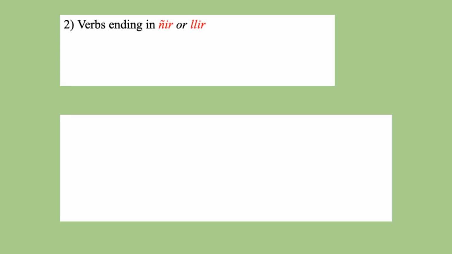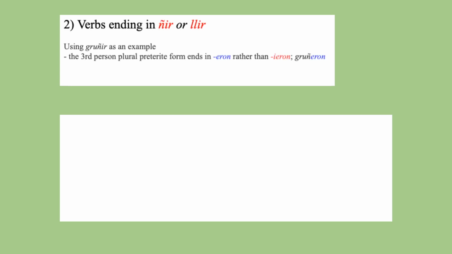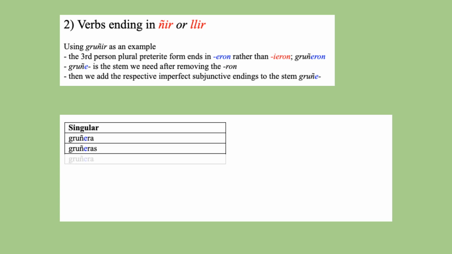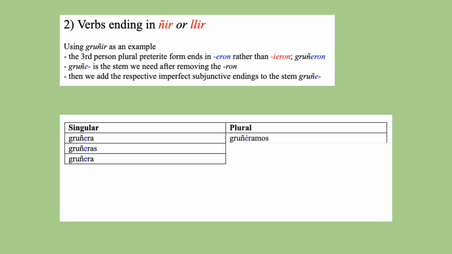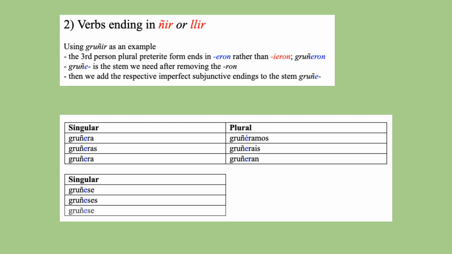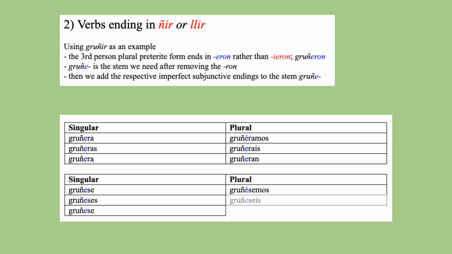For verbs that end in llir, like gruñir, the third person plural preterite form ends in eron. So we remove the ron and obtain the stem gruñe. And to this stem we add the imperfect subjunctive endings. Gruñera, gruñeras, gruñera, gruñéramos, gruñerais, gruñeran. Gruñese, gruñeses, gruñese, gruñésemos, gruñeseis, gruñesen.